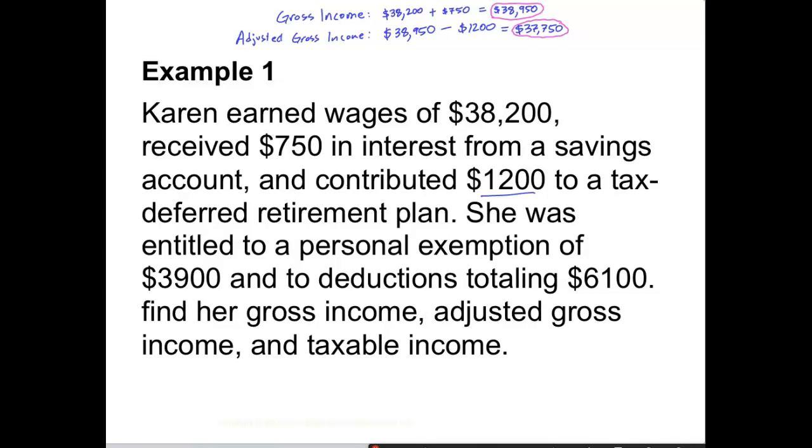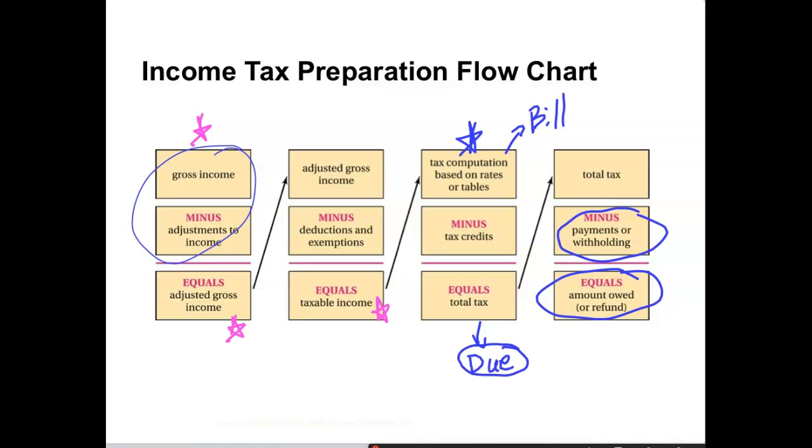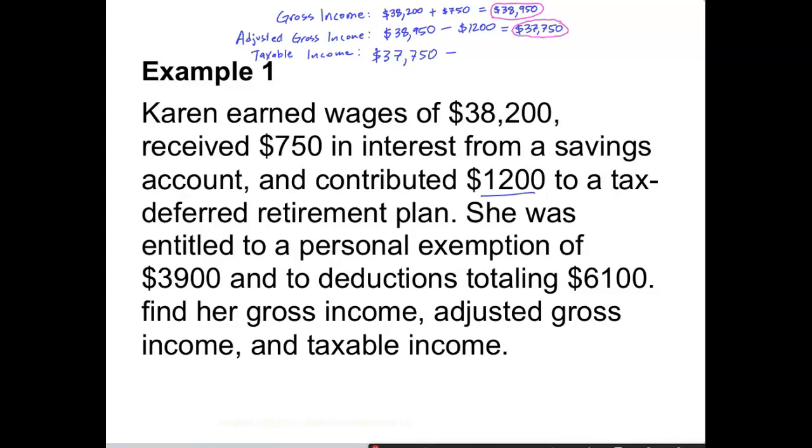All right, and then we'll do taxable income. So we're going to take her adjusted gross income, the $37,750, and we're going to subtract off deductions and exemptions. So the deduction, she had an exemption of $3,900 and a deduction of $6,100, so we're just going to subtract both those off.